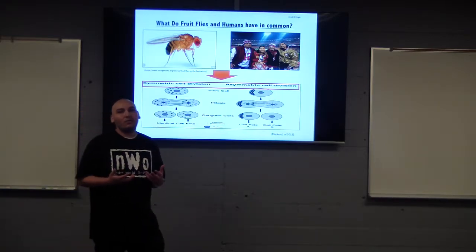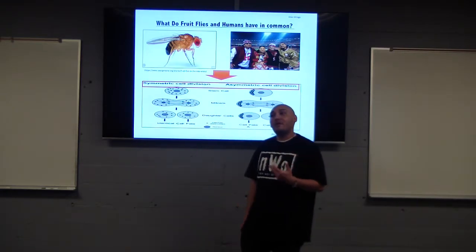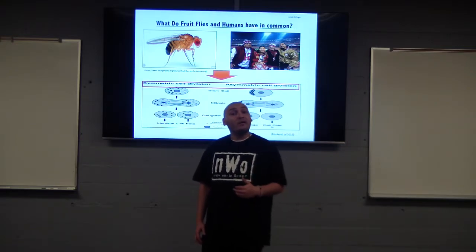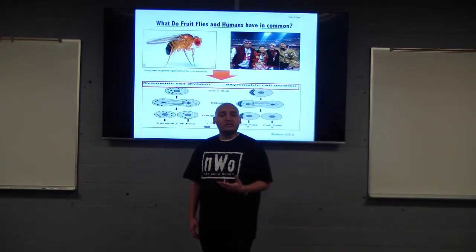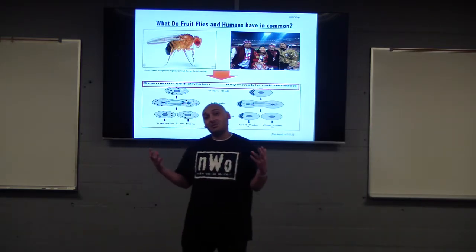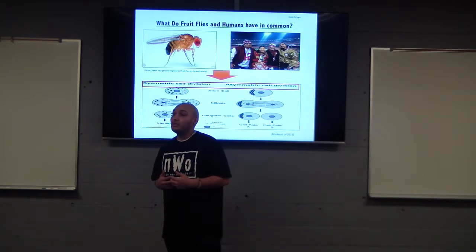And my response to that question is twofold. The first response I tell people is that 75% of genes that cause disease in humans are also found in fruit flies, which is pretty interesting to think how something so small like a fruit fly and something so big like a human being have the same or similar genes found within their genome.